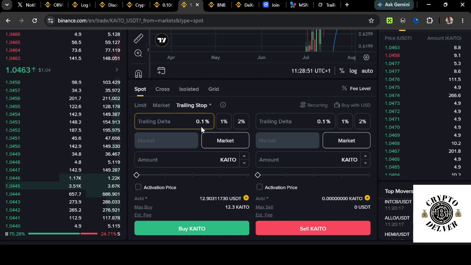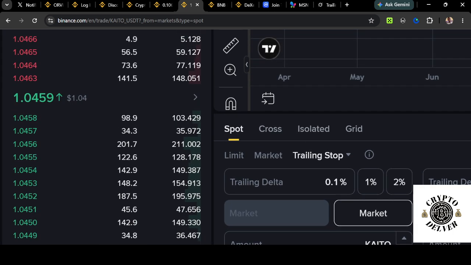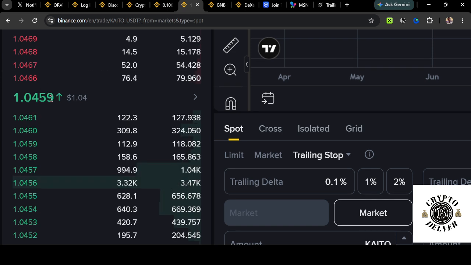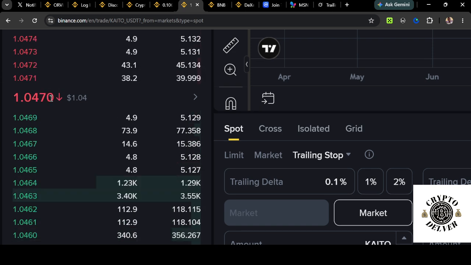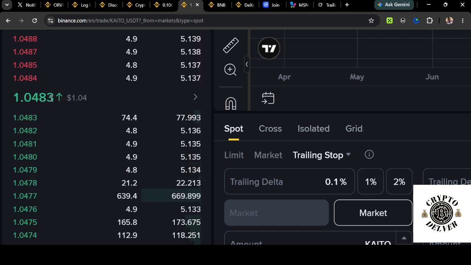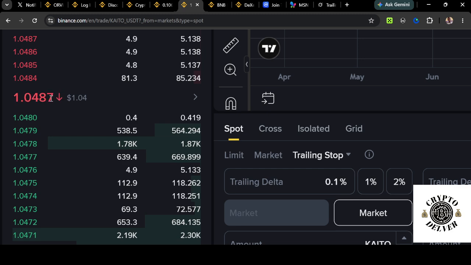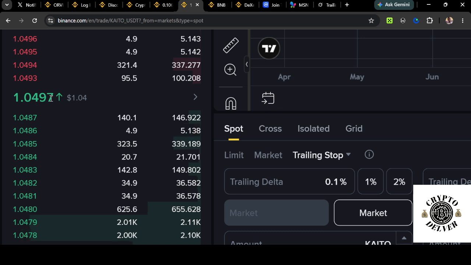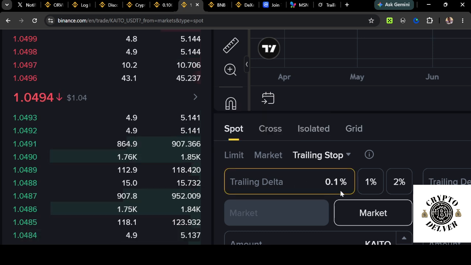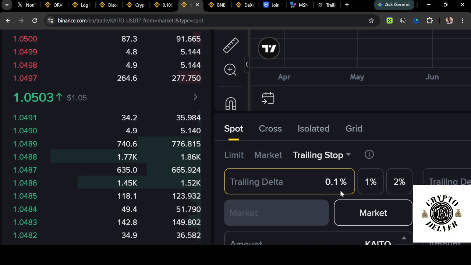Now what if after entering with market order, instead of pumping and going up, it dumps? So if it dumps, it won't buy for me. If it continues to dump, it won't buy for me. But the moment, from the lowest point it has dumped, it moves 0.1%, because I chose 0.1% here, automatically it will buy for me. So you see how powerful and useful it is.